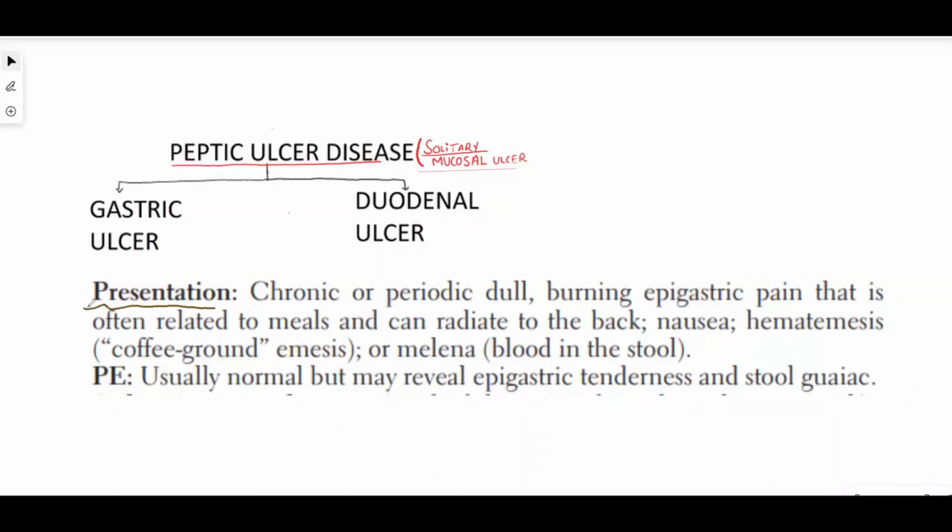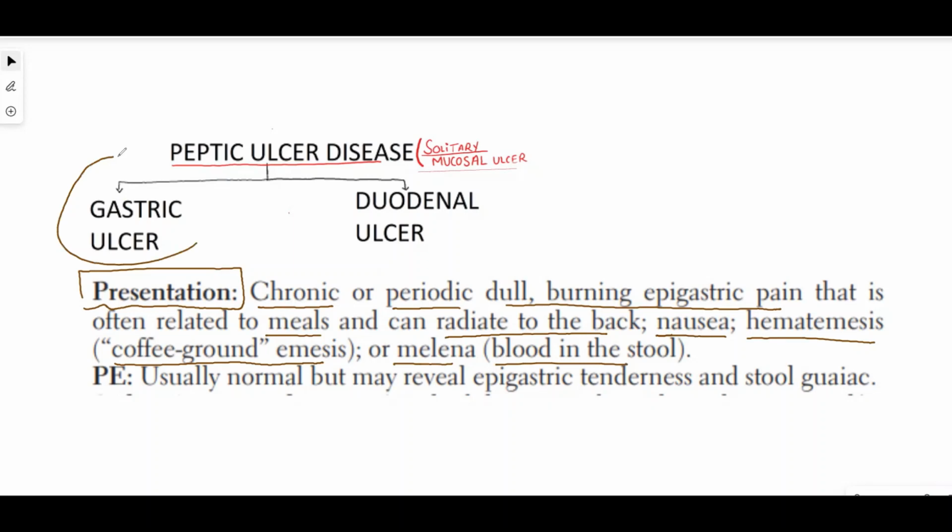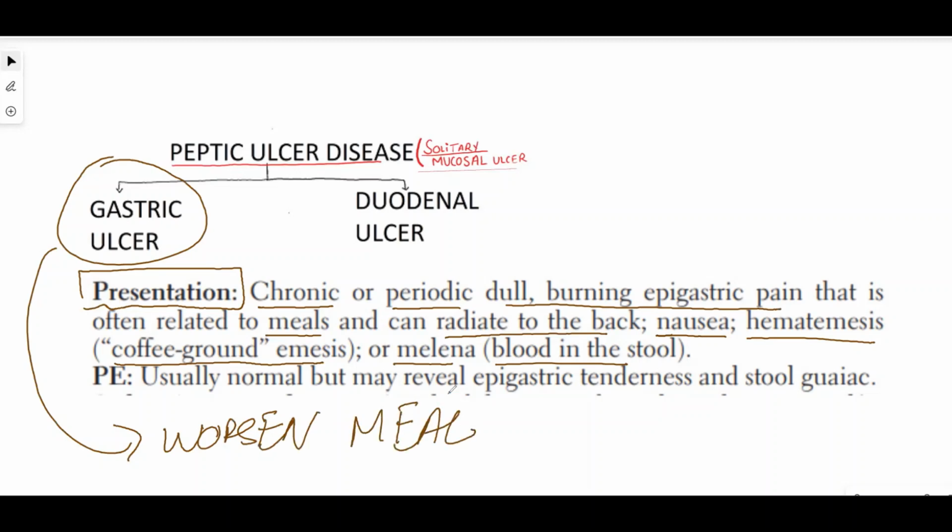The presentation of the peptic ulcer disease patient is basically chronic, periodic, dull burning epigastric pain that is related to the meal and often radiates to the back and is associated with nausea, hematemesis, which is basically coffee ground emesis, or melena, blood in the stool. The gastric ulcer pain is worsened with meal, while duodenal ulcer pain is improved with meal.